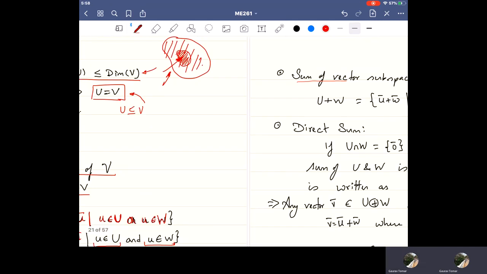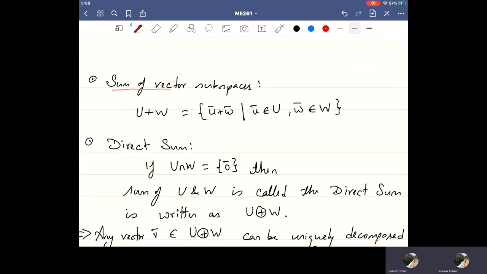Now, the sum of vector spaces, if you want to look at it. When we define the sum between vector spaces, this is the summation of subspaces that we're denoting, and we write it down here. That is essentially the collection of all the vectors that you obtain by adding vectors u and w, where u belongs to the subspace U and w belongs to the subspace W.